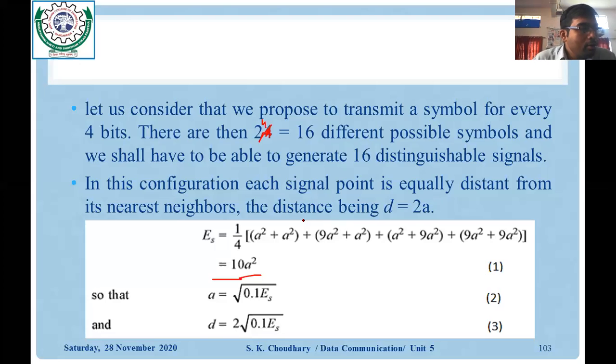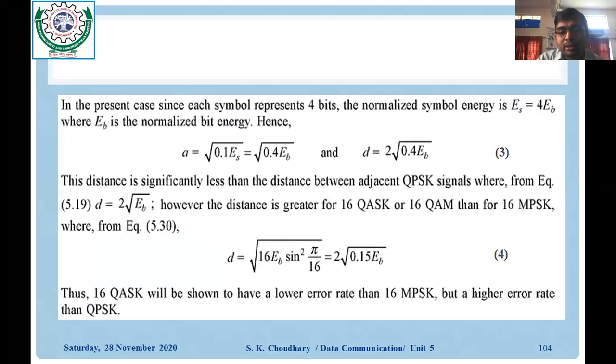So D gives the distance between the signal points of the 16 QASK, because here there are 16 symbols. There are multiple ways, 32 QASK, 64 QASK. It is also possible depending upon how many bits you are combining. We have combined only 4 bits, that's why it is a 16 QASK or QAM technique. So the normalized energy is what? ES is equal to 4EB, where EB is the normalized bit energy.